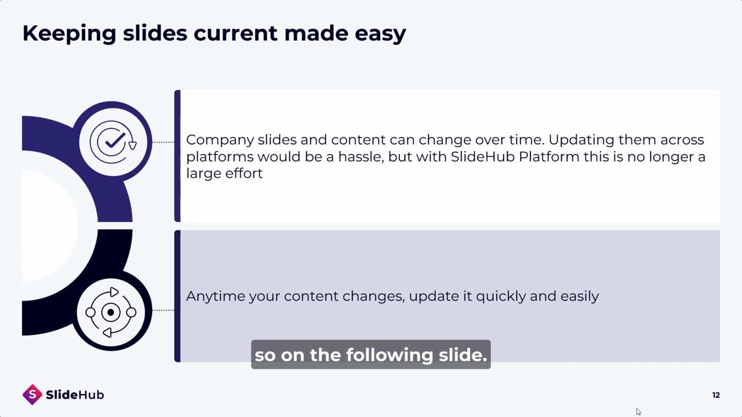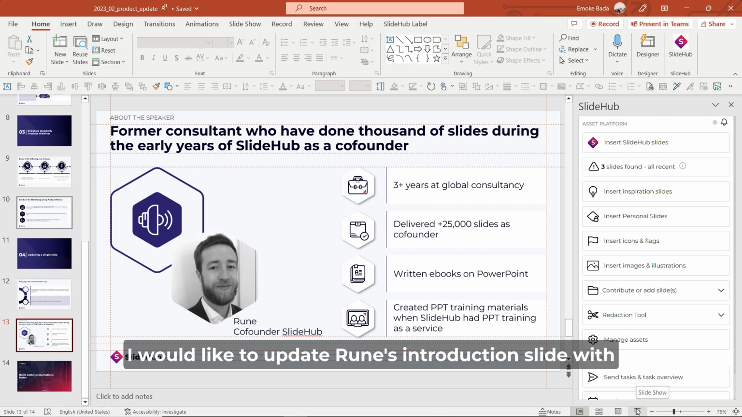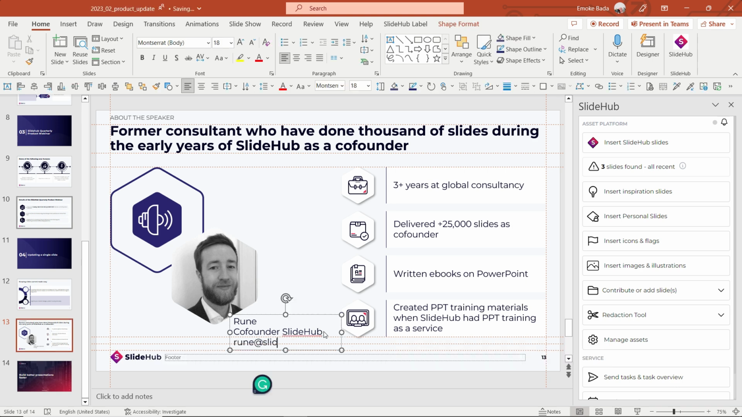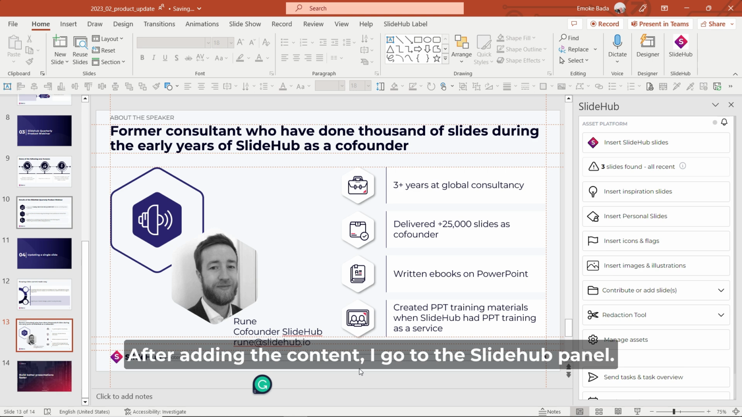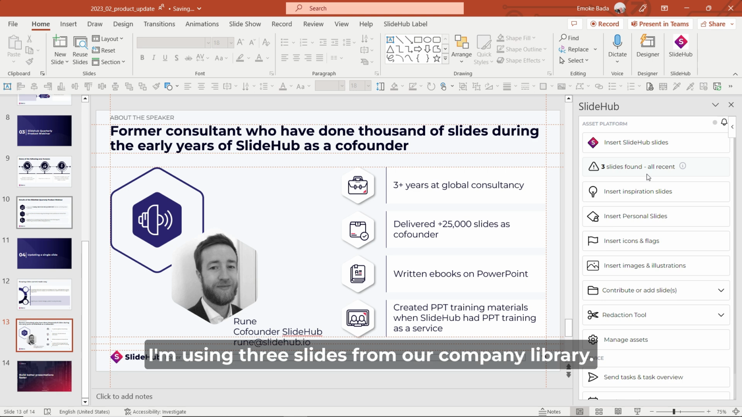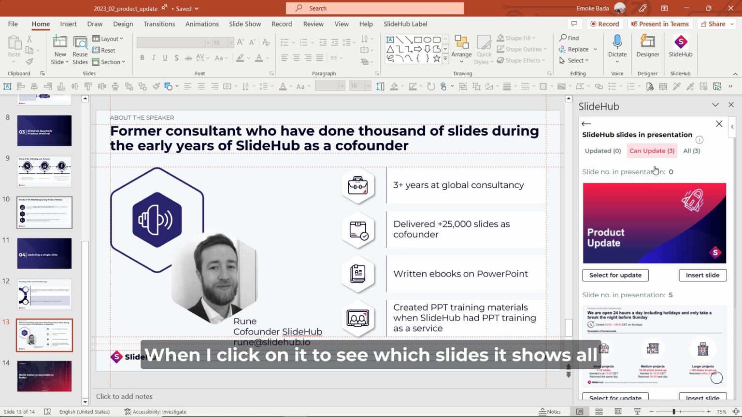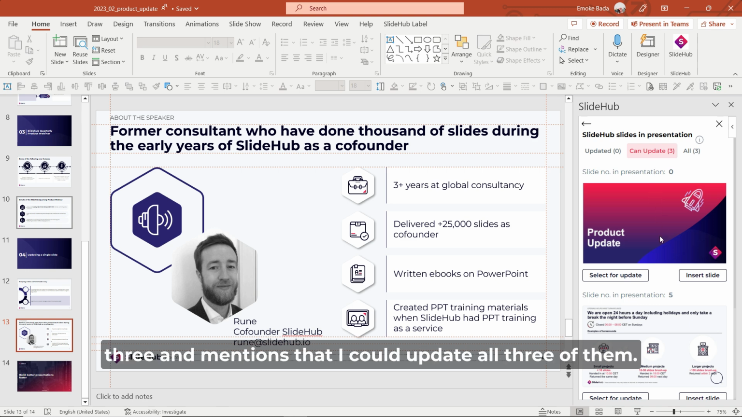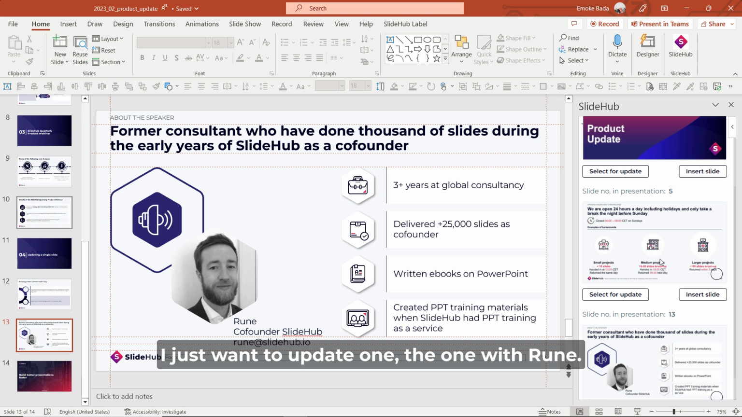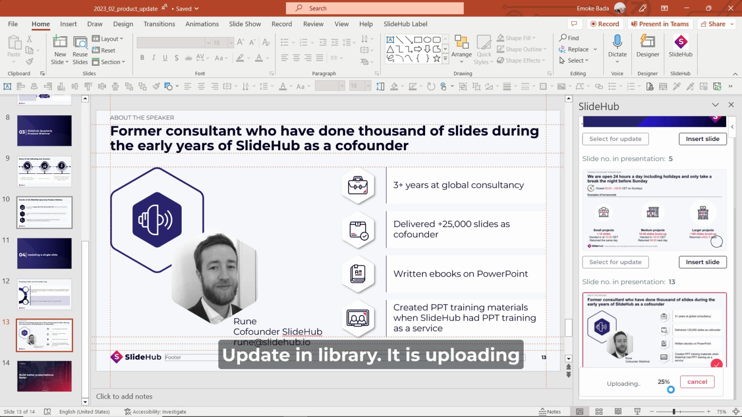I'll demonstrate how you can do so on the following slide. This was downloaded directly from Slidehub Platform. I would like to update Runa's introduction slide with his email address so you could contact him easily. After adding the content, I go to the Slidehub panel. Here, you can see that it mentions that I'm using 3 slides from a company library. When I click on it to see which slides, it shows all 3 and mentions that I could update all 3 of them. I just want to update one, the one with Runa. So I will select it for update, update in library. It is uploading.